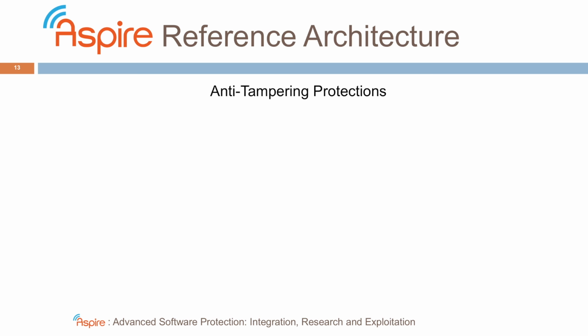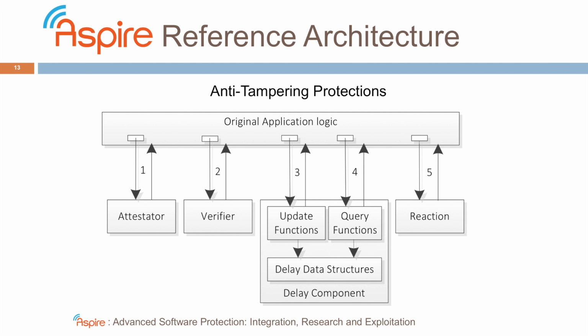Furthermore, we discuss how we can compose protections. For example, for anti-tampering protections, we discuss how attestators and verifiers, either offline or online, can be combined, how they can be combined with reaction mechanisms, and so on. This is all discussed in our reference architecture.